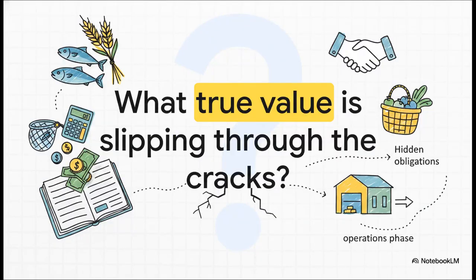So let me leave you with this provocative thought to wrap things up. Take a hard look at your own ledgers. If your cooperative's books only reflect a transaction when cash physically changes hands, what true value, what hidden obligations, and what crucial inventory movements are literally slipping through the cracks of your operations right now? Mastering the accrual basis isn't just about passing an audit, it's about seeing the true reality of your cooperative's impact.